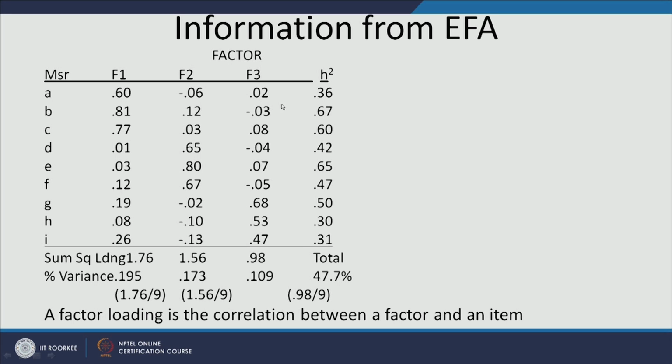This is a hypothetical example, and this shows how much communality, or the variance explained, there is by the individual variables across the factors. Now, the total for the first one, A, is 0.36, 36%, right. The second one is 67, which is a substantially good value, right. C is 60, then 42, 65, 47, 50, 30 and 31.